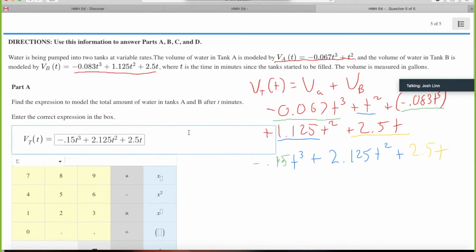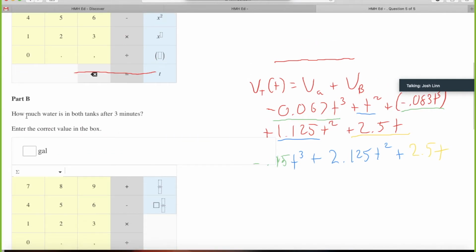And then it also said, oh no, not yet. So part B, how much water is in both tanks after 3 minutes? So we're just going to plug 3 into our equation. V of 3 is going to equal negative 0.15 times 3 cubed plus 2.125 times 3 squared plus 2.5 times 3.